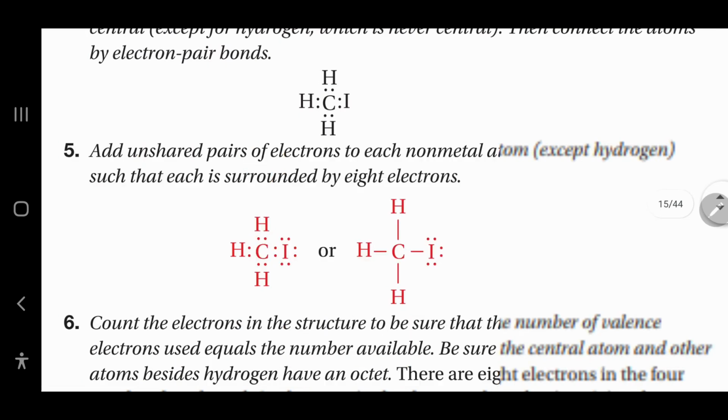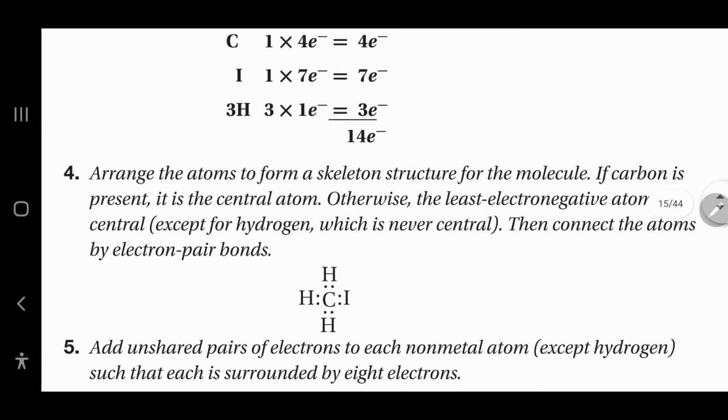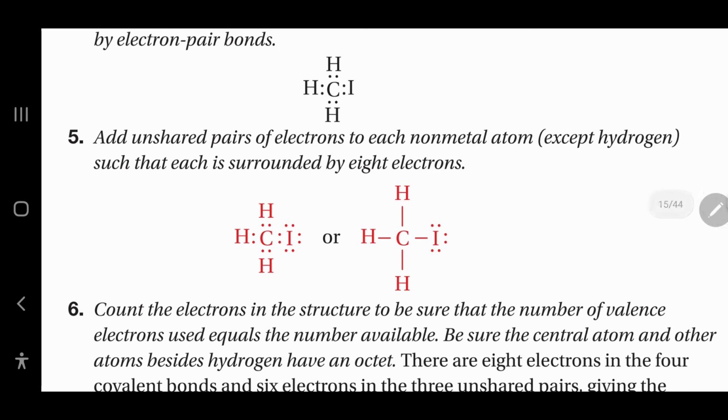Remember that we have 14 electrons here, and we already took 8 electrons from the 14. So we still have 6 electrons. Now we add unshared pairs of electrons to each non-metal atom, except hydrogen, such that each is surrounded by 8 electrons.